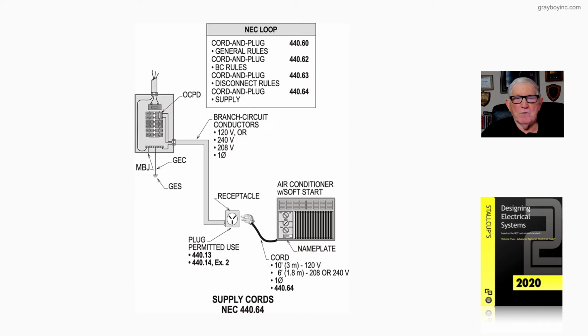440.13, 440.14, exception 2. And then I recommend you look at 210.21 through 210.24 along with the tables that are listed there. But what we're illustrating in this figure 19-26 is cord length. So you see the cord and plug connected cord there, 10 foot for 120 volt circuitry, but for 208 or 240 volt circuitry, 6 foot, naturally single phase, in accordance with 440.64 in the NEC.